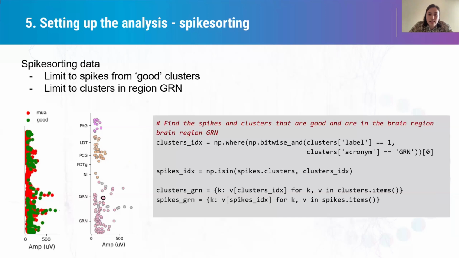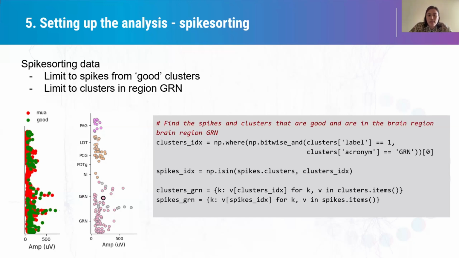For the spike sorting data, we also need to do a bit of preparation. One thing to note is that when you download the spike sorting data, it gives you the spikes and clusters from all of the neurons that have been detected by the spike sorting algorithm. So this includes both bad and good units, and also the units that are on the whole probe, not just restricted to the region that you were interested in. So what we need to do is first limit our clusters or our spikes to those that were labeled as good, so passing our quality control metrics.